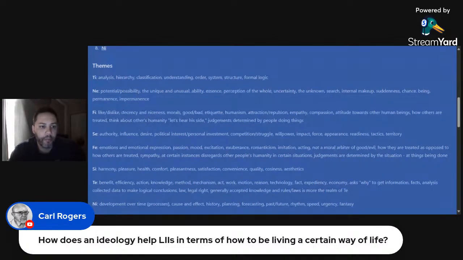All the FI stuff in here. Likes, dislikes, decency, niceness, morals, good, bad, etiquette, attraction, repulsion, having empathy for others. Your attitude towards other human beings, it's not based on just some rules. Seems like important stuff, but maybe not to somebody who's FI polar. They don't know how to do this.